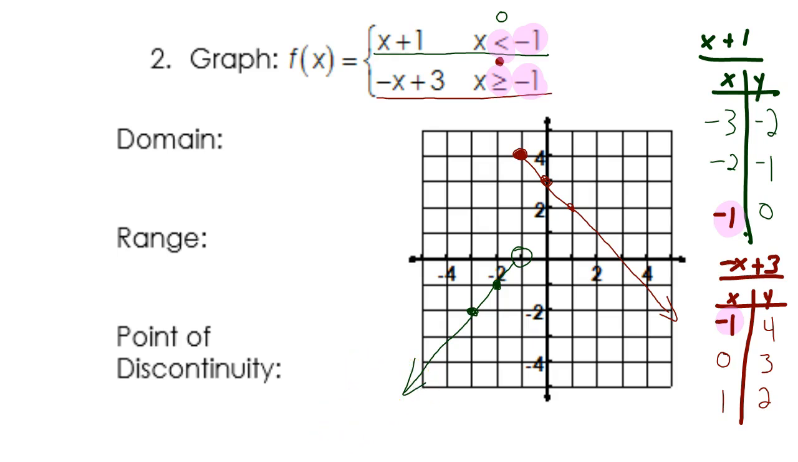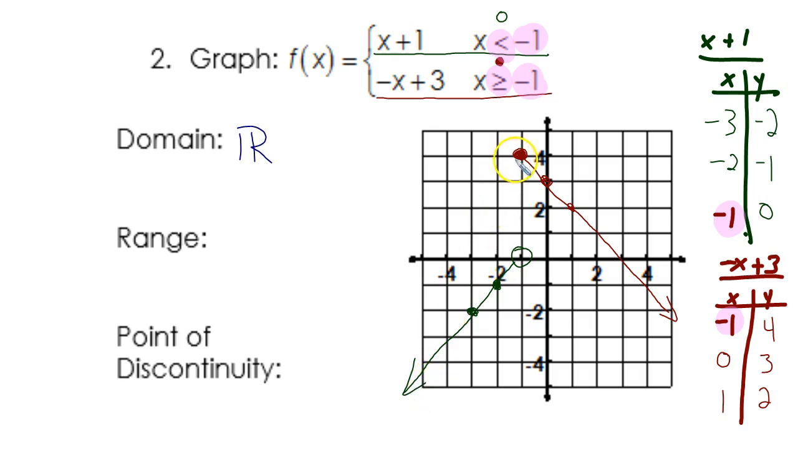Technically speaking, all of my x values are being used because this spot right here, although it's not part of this line, that y value is part of the other line. So there's no break in my domain. My domain is still all real numbers. But my range is not all real numbers.